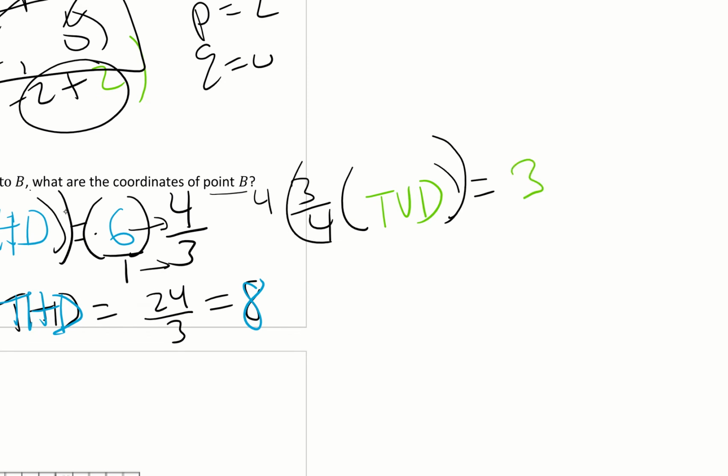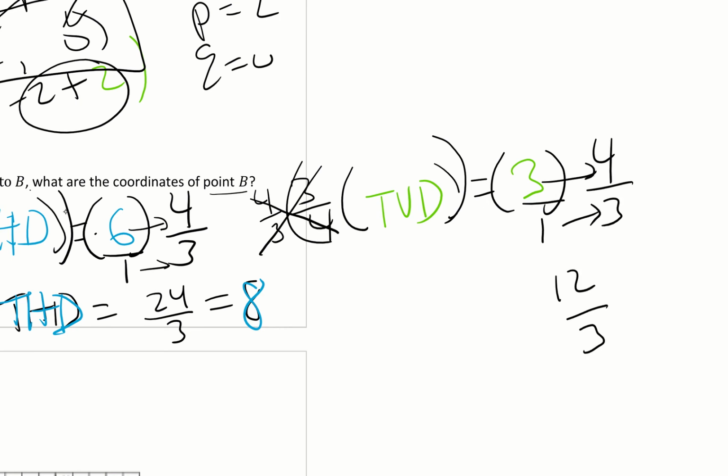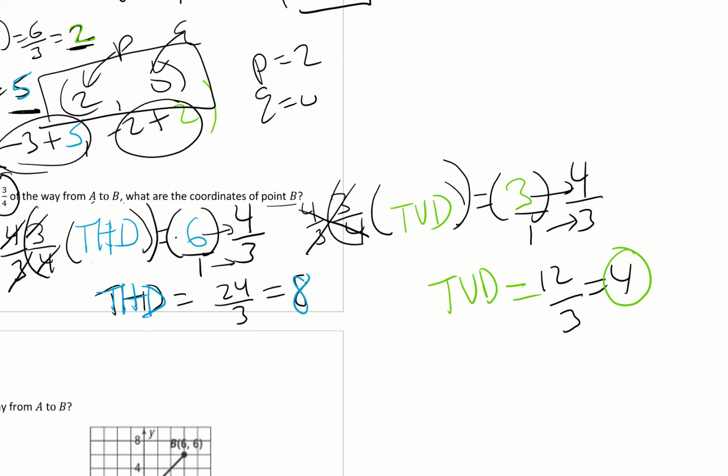Multiply by the reciprocal. Put this over 1, multiply straight across. This is 12 over 3. 12 divided by 3 is 4. So the total vertical distance equals 4. All right, so then what do we do with that?